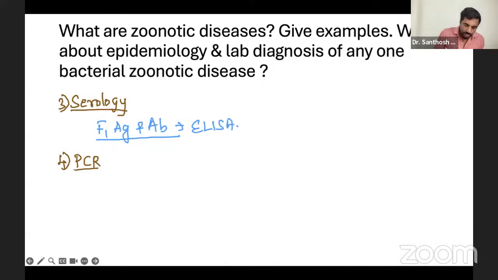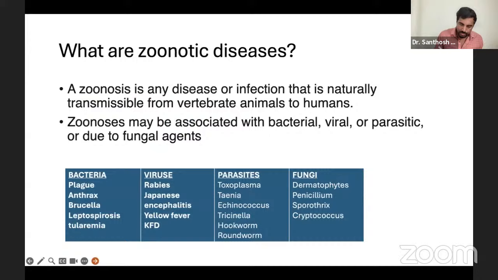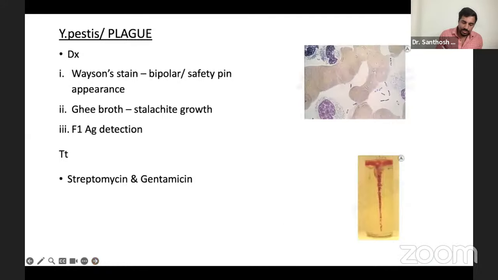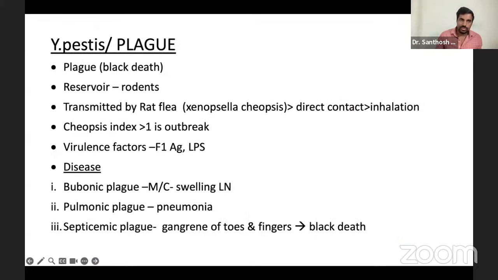Okay. Now, everything is given here. You can see all the examples of zoonotic disease, pest and the Yersinia pestis plague, all the things. There's one more thing I forgot, the Chiopsis index. Yeah, this is the one we want to say. Chiopsis index is 1. If it is more than 1, it tells about the outbreak, because Chiopsis is basically this rat flea. Other name is Xenopsylla cheopis. Just remember that. Okay, that's it. Rest all same, only whatever we spoke.